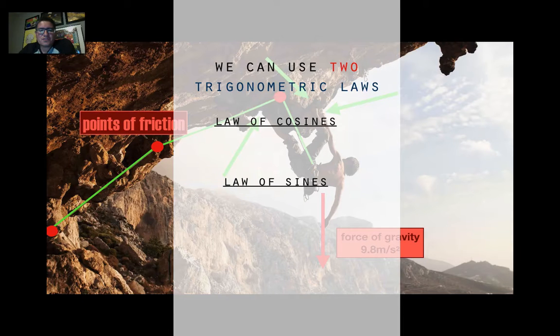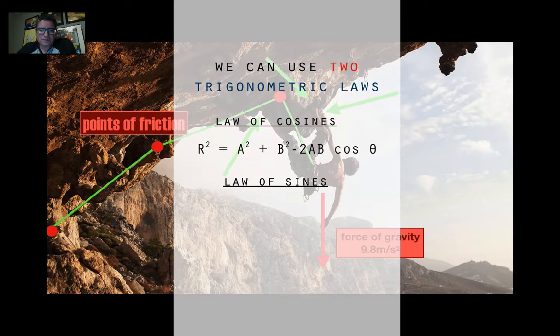These are the two concepts that we're going to be using when we are trying to figure out the different angles that we're working with. When you have a problem that has something other than a 90-degree angle, these are the two trigonometric laws that we're going to be using. They're called law of cosines and law of sines. Law of cosines, the general equation looks like this.